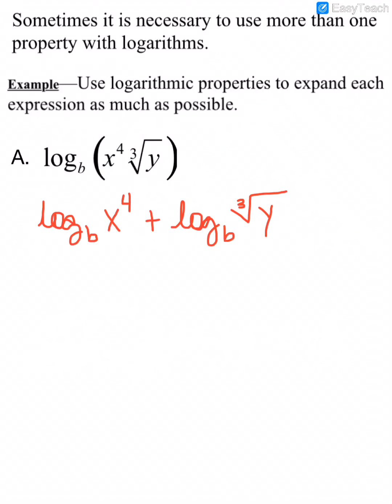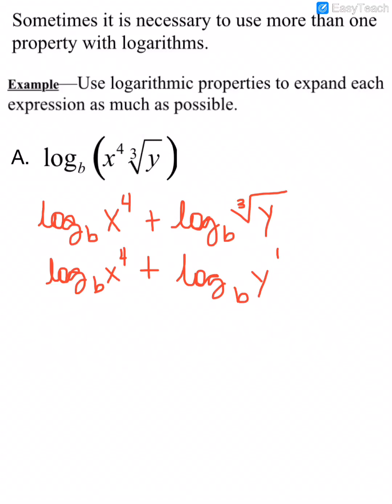Then that cube root, we can't do anything with a radical, so we need to change it to an exponent. So this would be log base b of x to the fourth plus log base b of y to the 1/3 power. Now we can pull our exponents to the front and write this as 4 log base b of x plus 1/3 log base b of y.